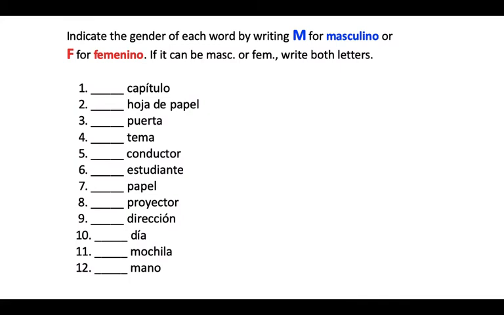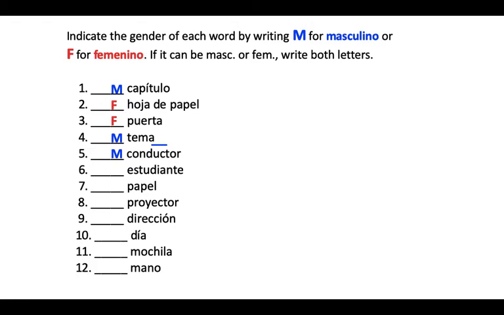So let's do a little bit of practice. Take a look at the word and tell me if you think it's masculino or femenino. Número uno, capítulo. Masculino. How about hoja de papel? Femenino. Puerta. Femenino. Tema, careful. Masculino, there's that ma ending, that's a masculine word. How about conductor? Well, we had el proyector, so you sort of attach what you already learned, el proyector, masculine.